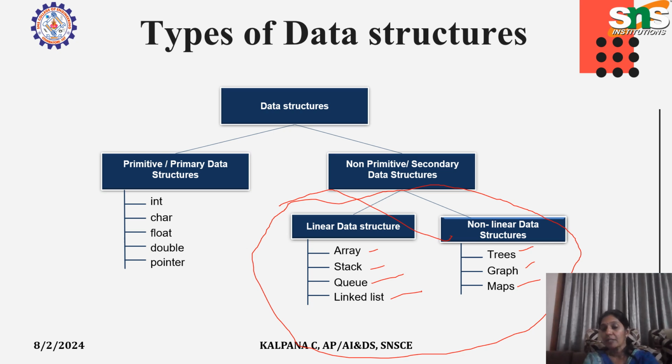Once again I'll repeat, data structure is broadly classified into two types. One is primitive data structure and the other is non-primitive data structure. Primitive data structures are nothing but built-in data types: integer, character, float, double, pointer. Non-primitive has two important kinds, linear and non-linear. Linear is a list like array, stack, queue, linked list. And under non-linear we have trees, graphs, maps, etc.